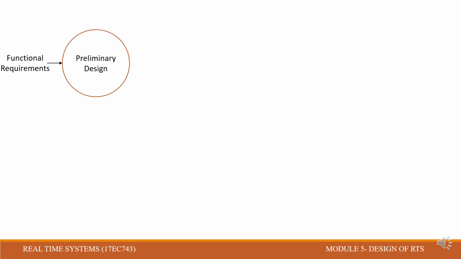The preliminary design is the basic building block of the development phase. Functional requirements are the input to the preliminary design, which includes global data structures and high level software architectures. Basically it will have high level specifications, so we need to arrive at the detailed specifications.